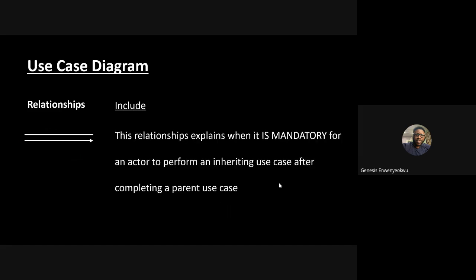Now, the opposite of the extend relationship is the include relationship. An include relationship helps to explain when an action is mandatory for that actor to perform after completing the parent use case. A typical example is when you are creating an account on any platform. You enter your first name, your last name, whatever credentials they want to collect, they ask you to provide your email address, your password, and accept the terms and conditions.